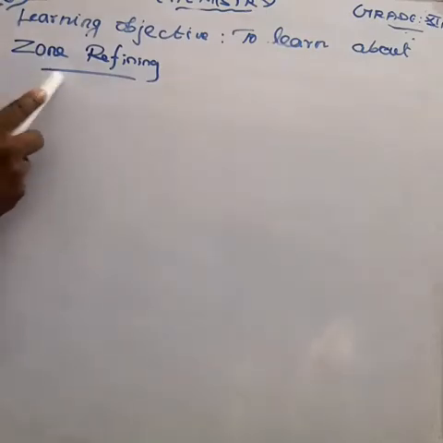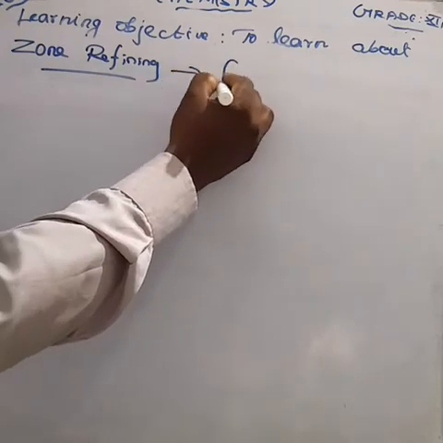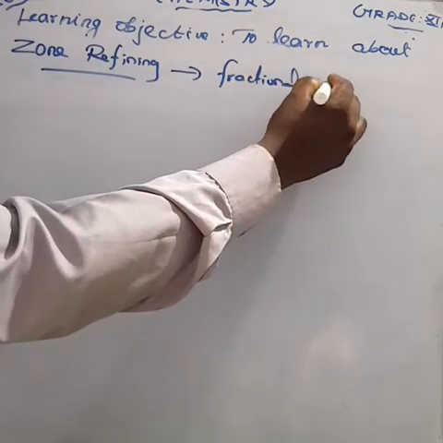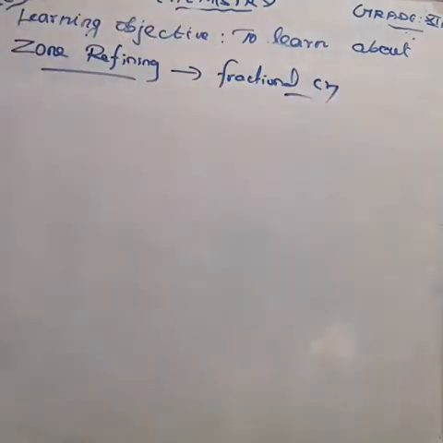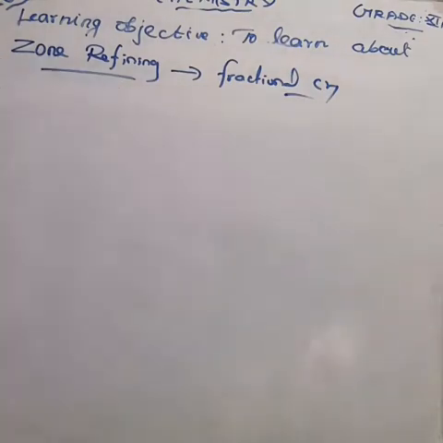This method is based on the principle of fractional crystallization. Here, when an impure metal is melted and allowed to solidify, the impurities will prefer to stay in the molten region. We can discuss how the zone refining process works. Am I right?